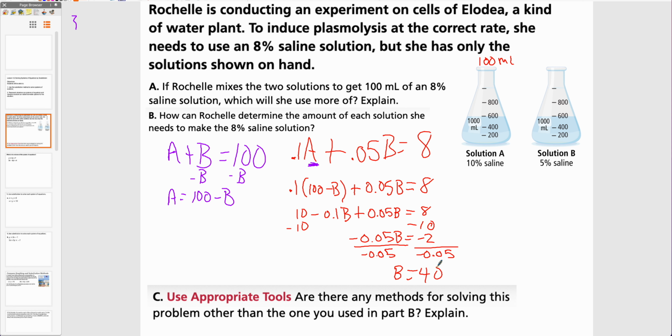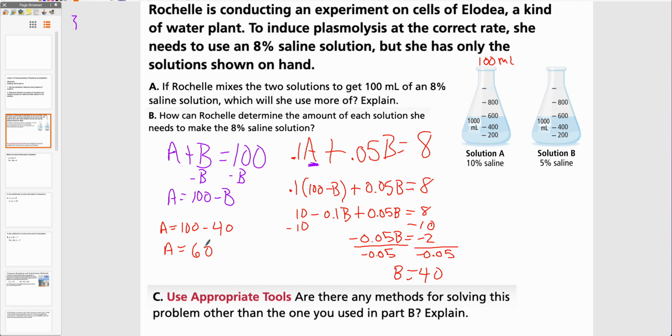60. Okay, so, and this is a simple one where we could do this, but I could solve for A over here. I could do A equals 100 minus 40. So A equals 60, right? So I need 60 milliliters of solution A, and I need 40 milliliters of solution B, and that will give me a total of an 8% solution. Okay? All right.